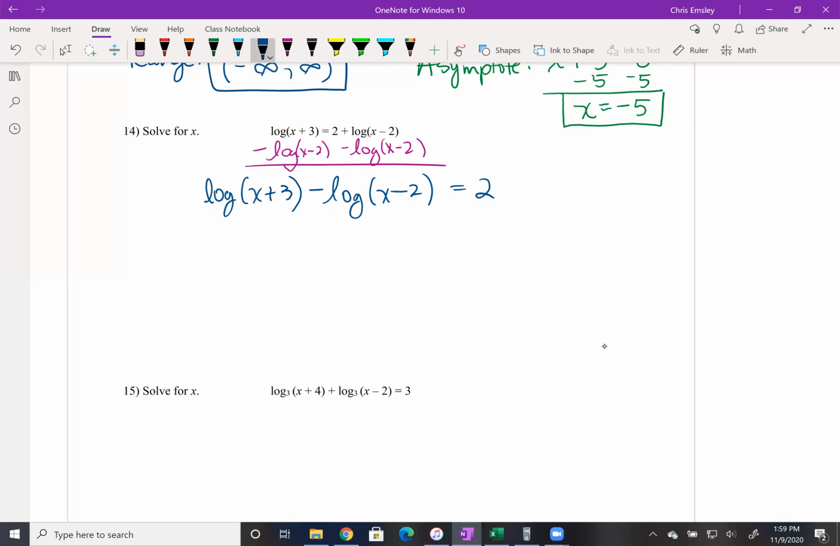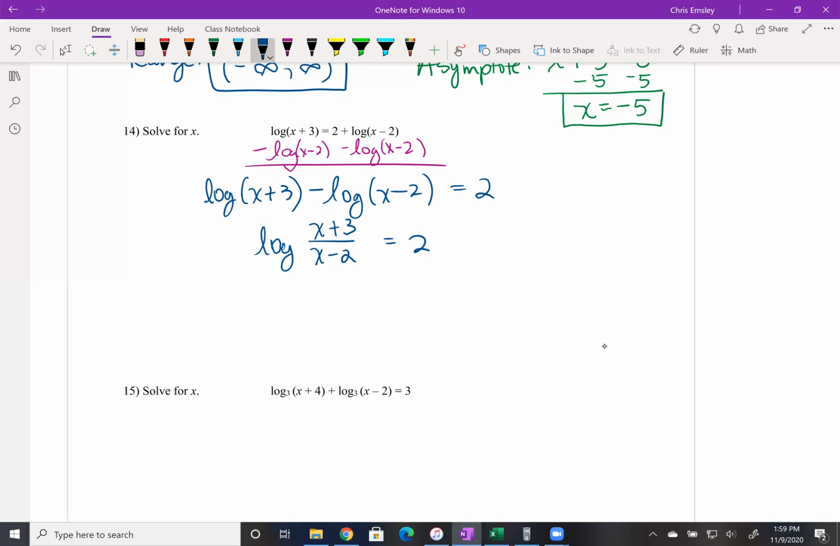After you have all your logs on the same side, you want to use your properties of logarithms to combine those two. Anytime we have two logs of the same base that are subtracted, we can combine them into a single log using division. Okay, so combine your logs.